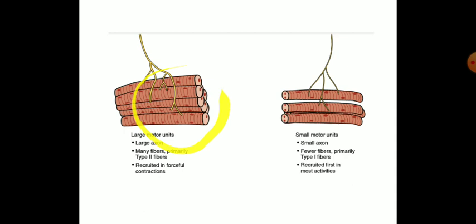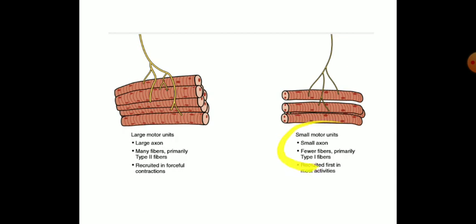As you can see in these two pictures, this is a small diameter unit and this is a large diameter unit. The large diameter unit has a large axon and needs to supply many fibers, primarily type 2 fibers. We will be discussing type 1 and type 2 fibers shortly. It needs to produce a large amount of force. So that's the basic function of a large motor unit.